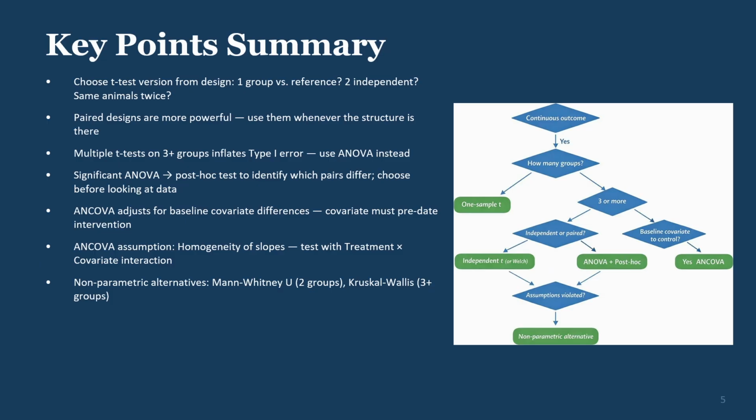The chart consolidates the talk into a single decision pathway. Every time you're comparing group means, work through it. How many groups, paired or independent, baseline covariate to control? The paired design point is worth repeating one final time because it's so frequently underused.